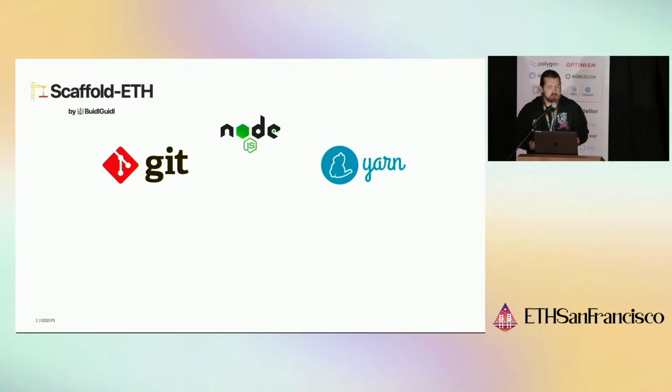Scaffold ETH is this awesome toolkit. If you want to get started building on Ethereum, it's really the de facto way to have everything up and running in a localized development environment. These are what you need to get started, to be able to check out the repository. Obviously, it's in Git, open source. You need Node.js, at least version 16 or above. I would recommend just getting the newest version, which is 18. And then you need to have Yarn Package Manager.